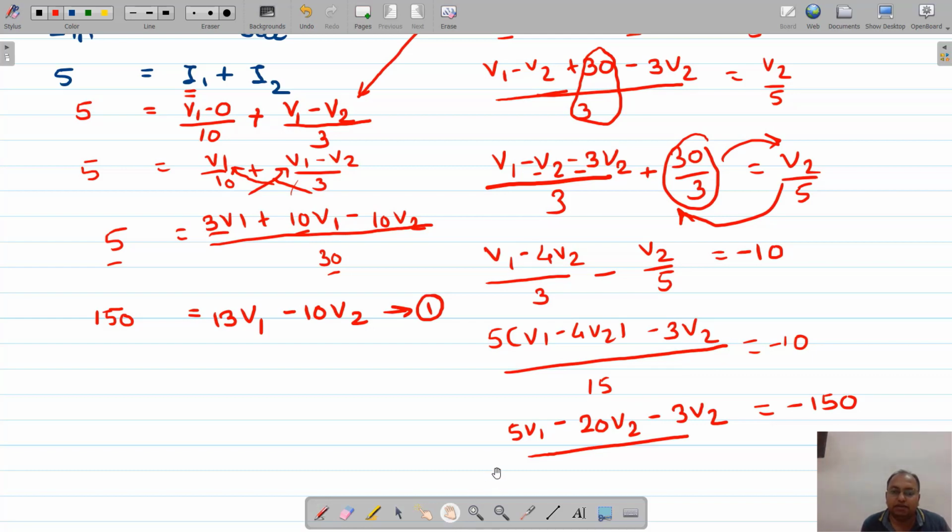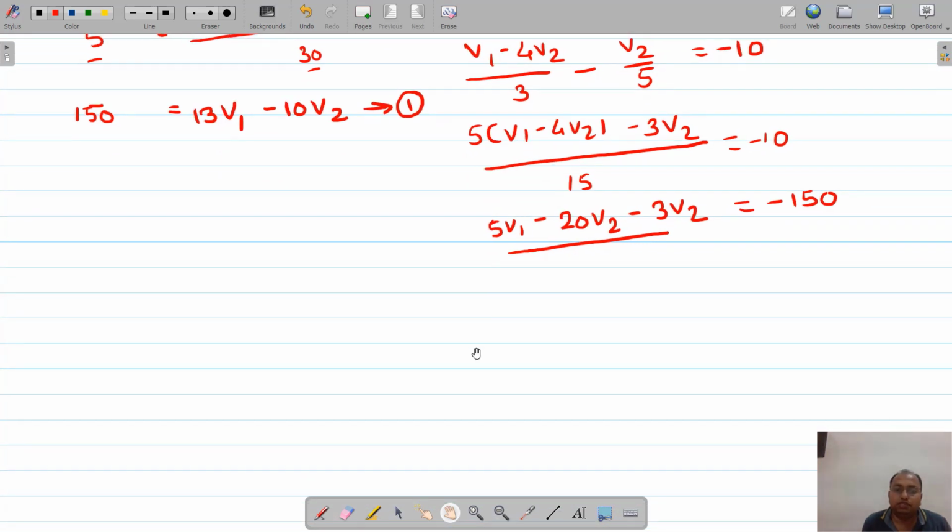Okay, so again simplifying this equation, adding v2 terms. Let us add these two terms. 5v1 minus 23v2 is equal to minus 150. Yes, so this is nothing but your equation number 2.